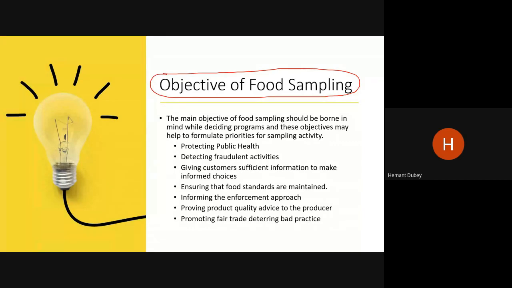Excuse me, sir. Yeah, Hemant, please. Sir, can you please repeat this last third point once again? Because, sir, I thought that you were a little fast in this.